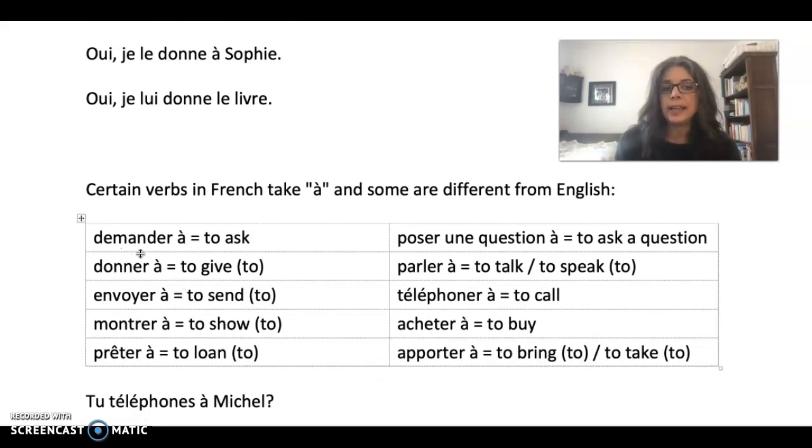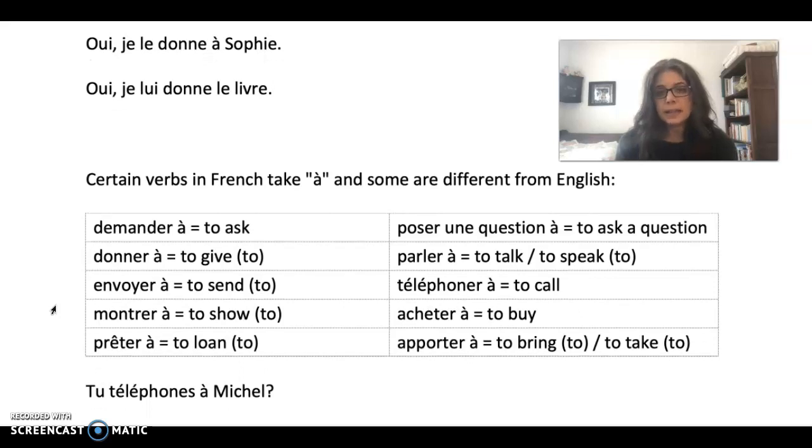You demandez à quelqu'un. You ask someone. So in French, you say demander à. You ask of them, or literally you ask to them. You don't say that in English. You donnez à quelqu'un. You give to someone. You envoyez à quelqu'un. You send to someone. You montrez à quelqu'un. You show something to someone. The to someone is the indirect object. You prêtez à quelqu'un. You loan to someone.